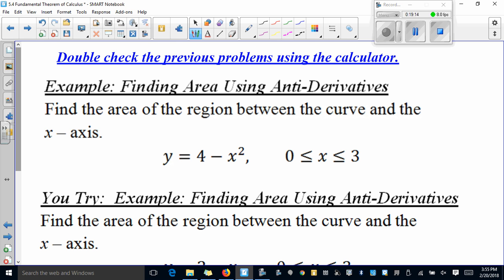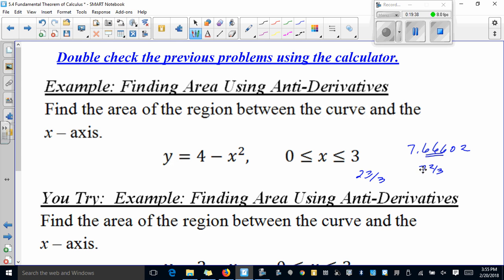If you remember, we got 23/3 for this one. Three times 7 is 21, plus 2 more is 23, so this is 23/3. Putting that into the calculator with the absolute value, that's the answer you got. This one here came out to be exactly 5/2.